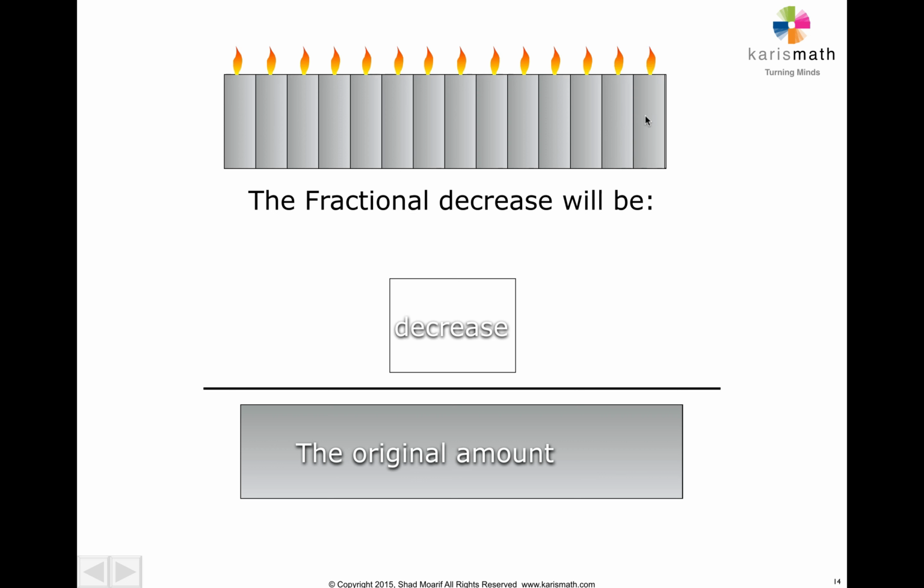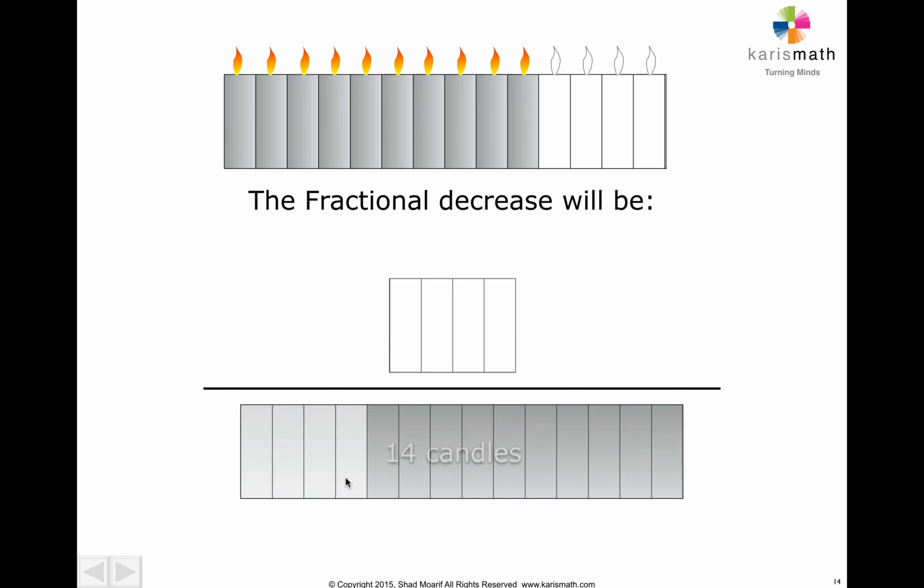If these were candles, then there were 14 candles here. That's the total number of candles. And if we decreased it by 1, 2, 3, 4 candles, that means the 4 candles will go on top. So what fraction is 4 candles of 14 candles? Well, 4 candles are 4/14 of 14 candles. So that is 2/7. So the fraction by which it decreased is 2/7 of the original.